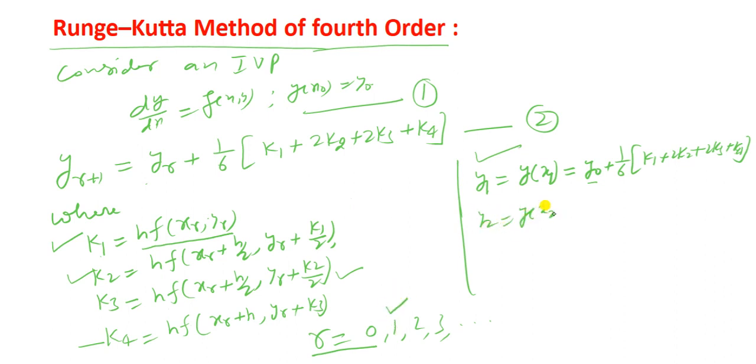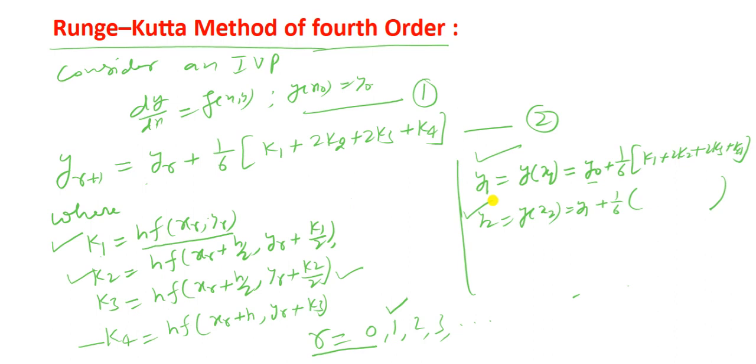y2 is equal to y of x2. So, in that case, this is y1 plus 1 upon 6 times of (k1 plus 2 k2 plus 2 k3 plus k4), where, because we put r is equal to 1, k1 is equal to h times of f(x1, y1), k2 is equal to h times of f(x1 plus h upon 2, y1 plus k1 upon 2), k3 is equal to h f(x1 plus h upon 2, y1 plus k2 upon 2), k4 is equal to h f(x1 plus h, y1 plus k3), and substitute the values of k1, k2, k3, k4 and y1 in this expression, then we obtain the value of y at x is equal to x2 and so on. That is, for r is equal to 2, r is equal to 3 and so on.